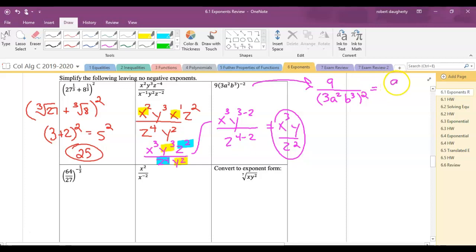Everything is being squared, so this is 9. 3 squared on the bottom, that's 9. A to the 2 times 2, that's a to the 4th. And b to the 3 times 2, that's b to the 6th. Well, I've got 9 over 9, that's 1. This answer is simply 1 over a to the 4th, b to the 6th.